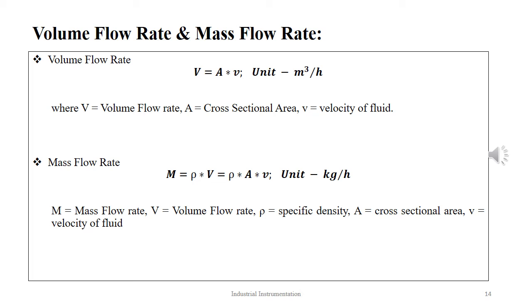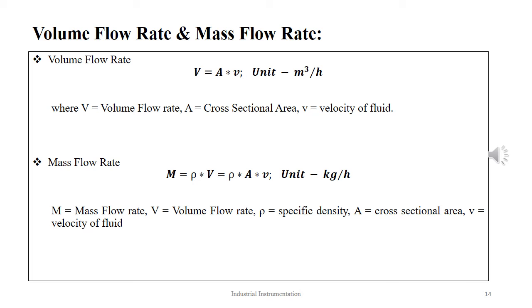Broadly, there are two types of flow, volumetric flow and mass flow. The volumetric flow rate is given as V equal to A into v, and the unit is meter cube per hour, where V is the volume flow rate, A is the area of cross section, and small v is the velocity of fluid.